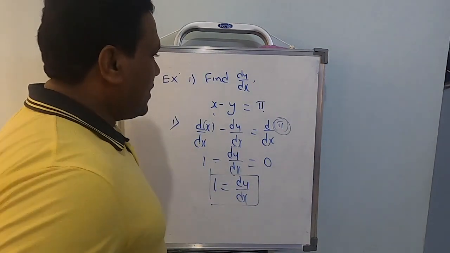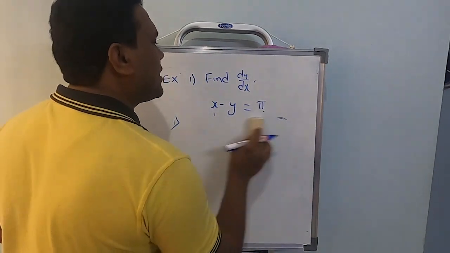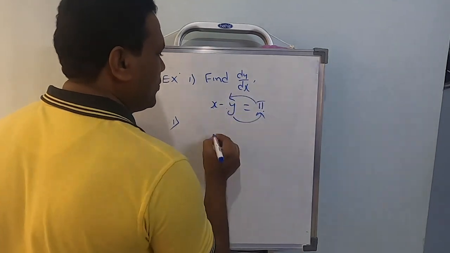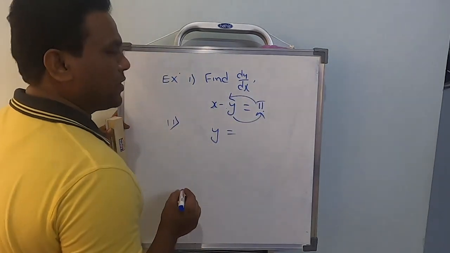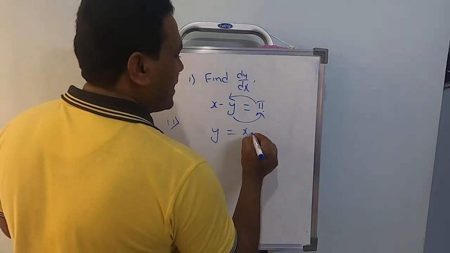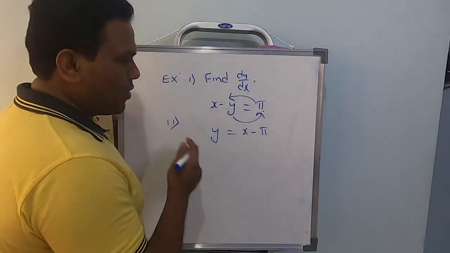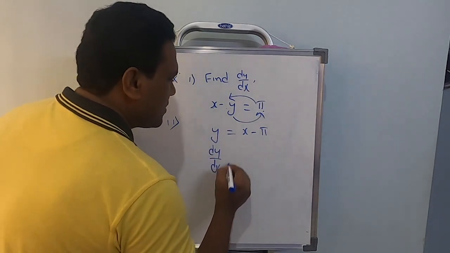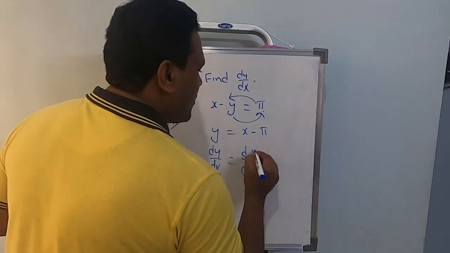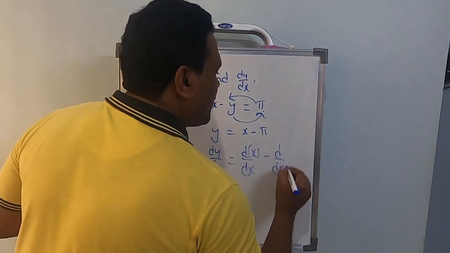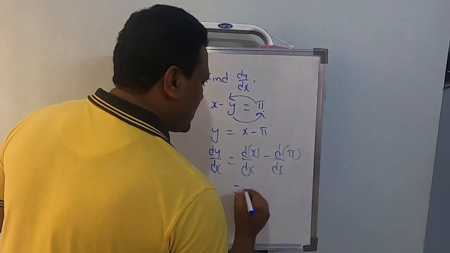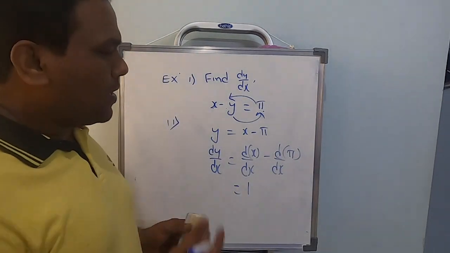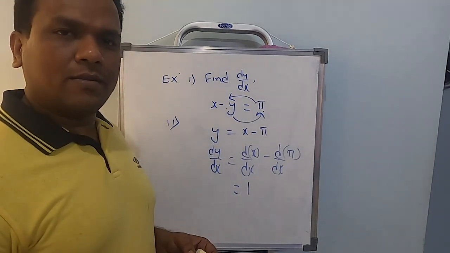And if I wanted, I can do this in a different form. Let me interchange these two. By interchanging these two, the second method: y will be equal to x minus pi. Now apply differentiation with respect to x on both sides. The left hand side dy by dx, the right side derivative of x minus derivative of pi. Differentiation of x with respect to x is 1, differentiation of pi, which is constant, is going to be 0. In either method, it's still going to be the same.